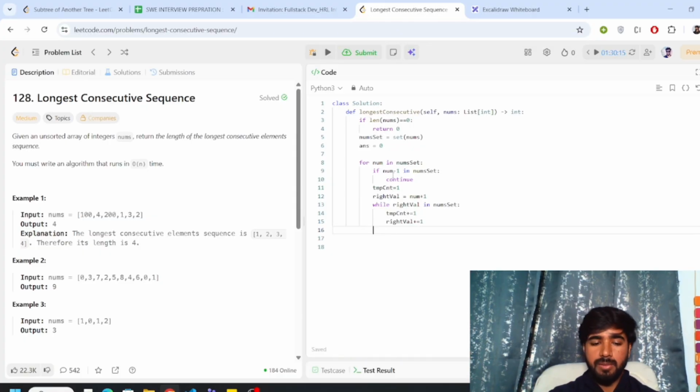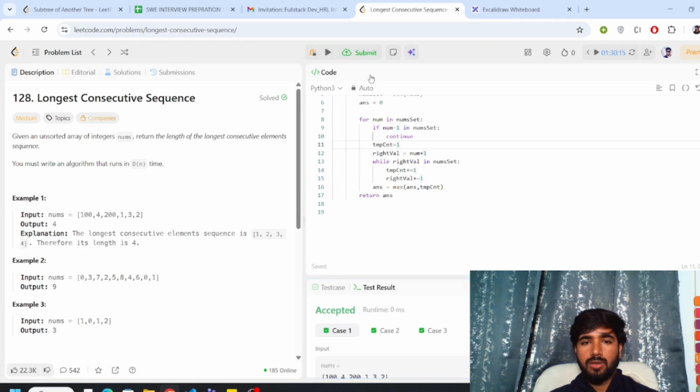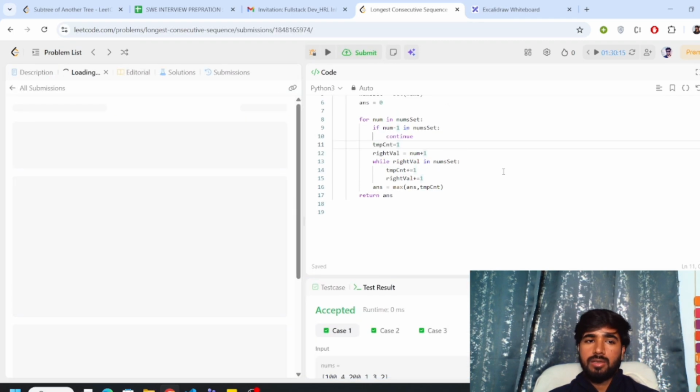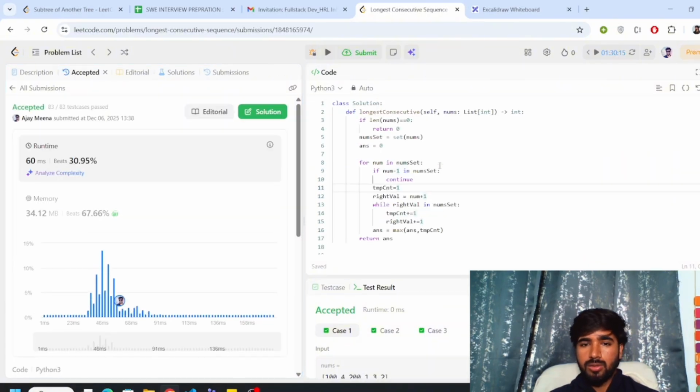After this loop is done, we will just recalculate the answer, which is the maximum of our answer so far or this temp count. Maybe we found something better, and we just return this. Return answer. That's it. That's the answer of the problem. Let's try to submit it, and it got accepted. Okay, so that's the solution to this problem.